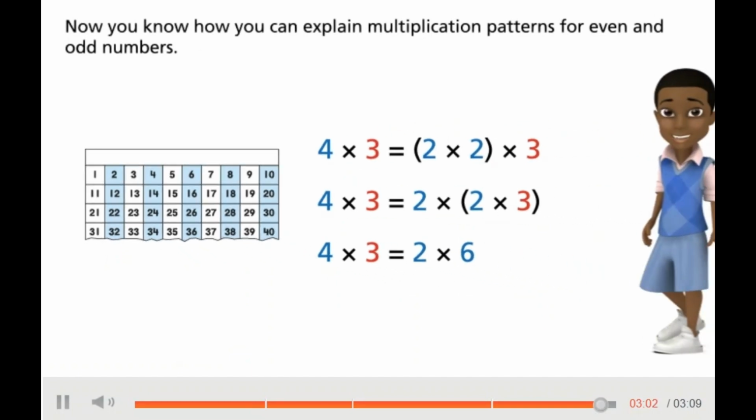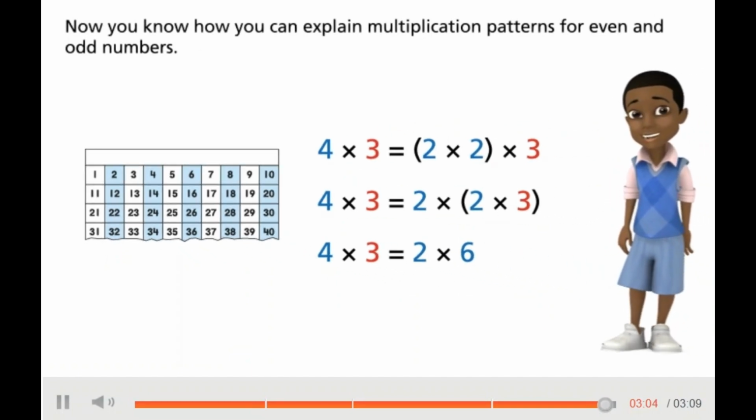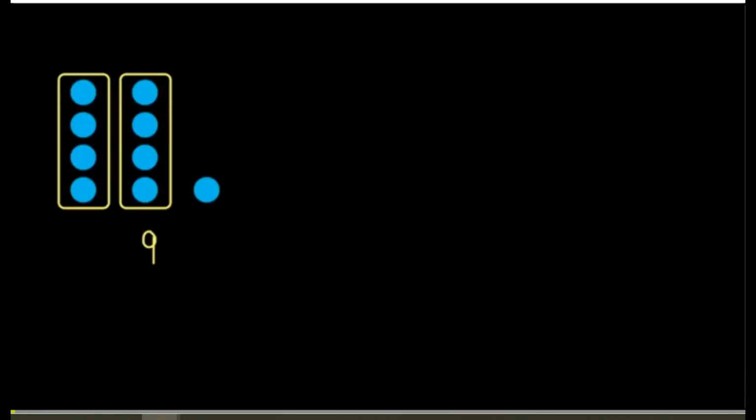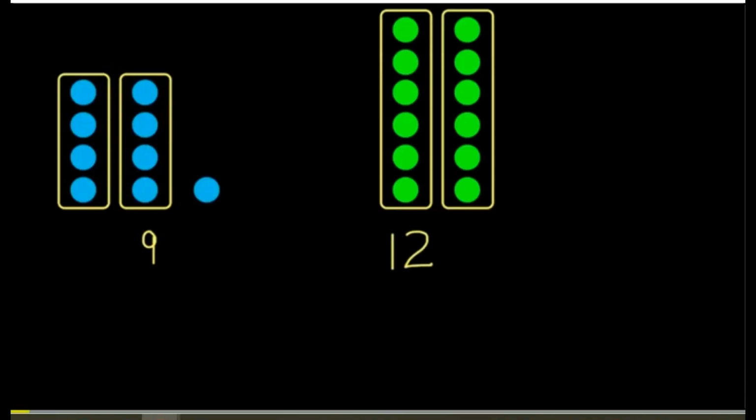Now you know how you can explain multiplication patterns for even and odd numbers. How are multiplying and dividing different with even and odd numbers? Let's look at the expression 3 times 7. 3 times 7 equals 21. But can you divide 21 by 2 with none left over? No.